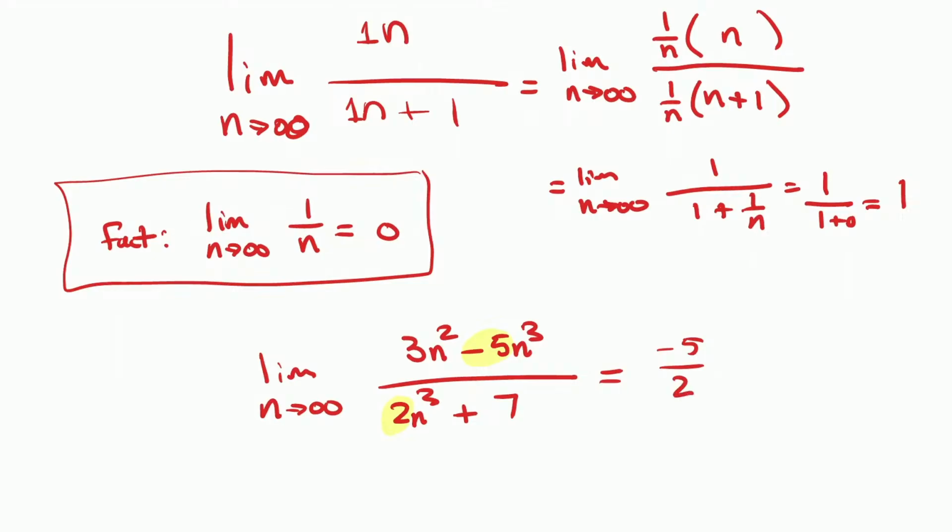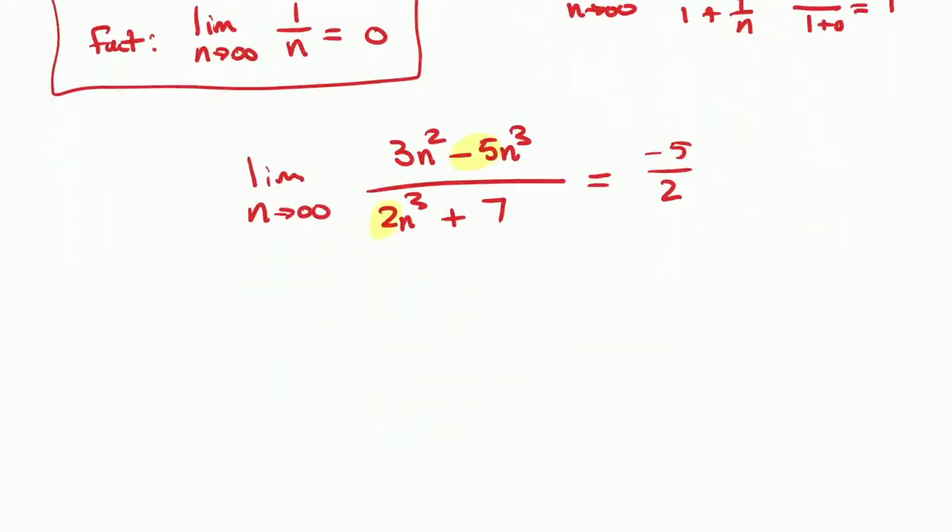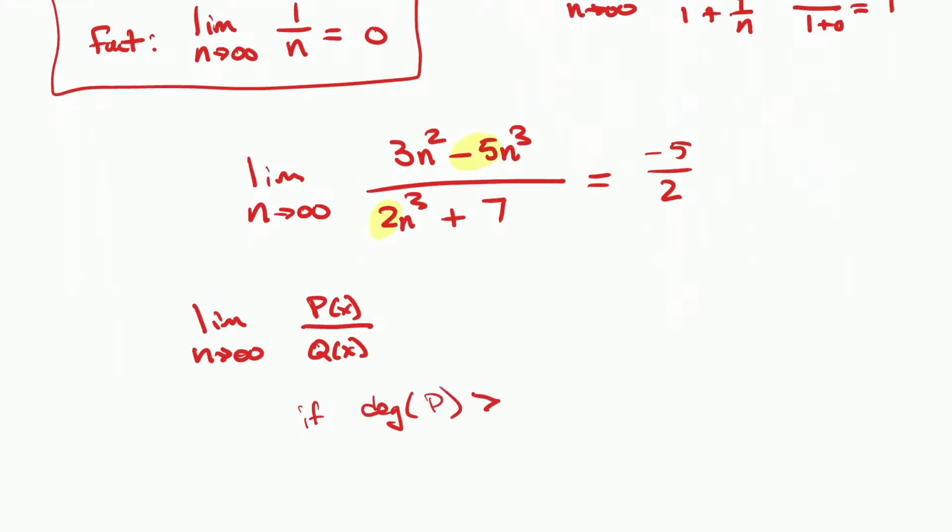So the rule is, let's just go over the full rule: the limit as n approaches infinity of p of x over q of x. If the degree of p is greater than the degree of q, this is a review of your Calc 1. At some point you had this. If this is the case, then the limit, then you diverge. Here, diverge. Just write it that way, diverge.